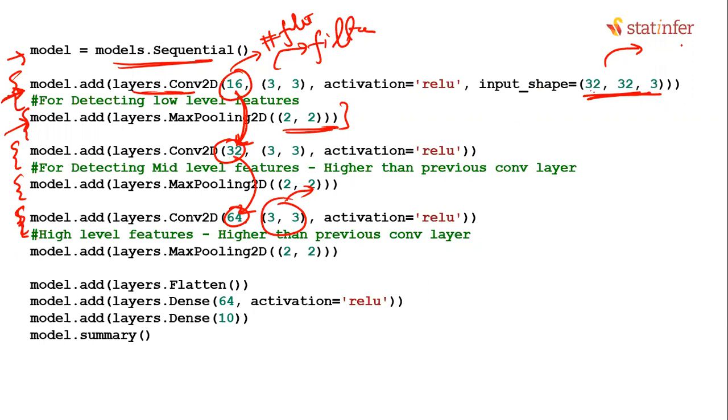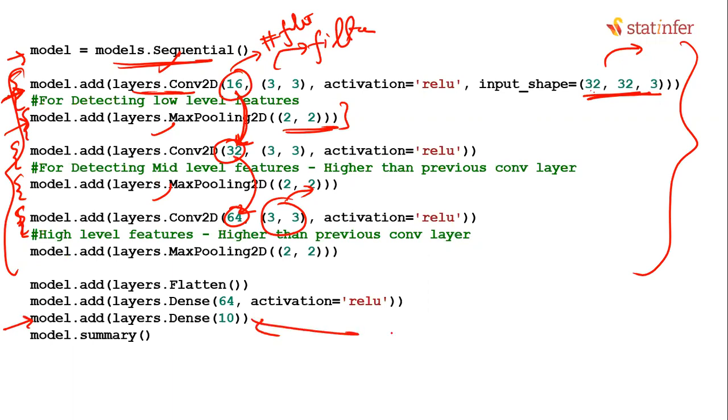Once you have learned everything, now I'm perfect. Like I learned low level, mid level, high level, now I'm very confident I can do the classification. That means my final layer is a dense layer which has 10 classes. What are the 10 classes? Horses, aeroplanes, frogs, like that the 10 classes are there.